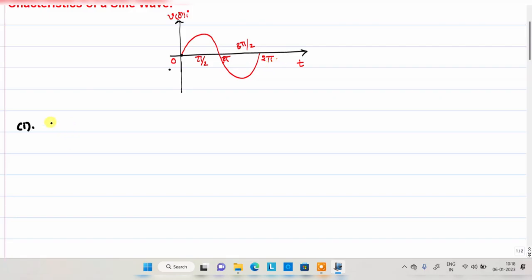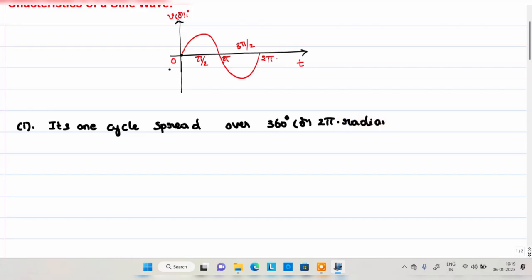The first case, if one cycle is spread over 360 degrees or 2 pi, then it is called a sinusoidal waveform. So the first characteristic is that the waveform should be spread over 360 degrees or 2 pi radians, then it is called a sinusoidal waveform. That is the first condition, the first characteristic.